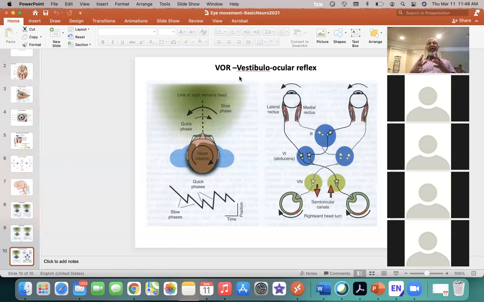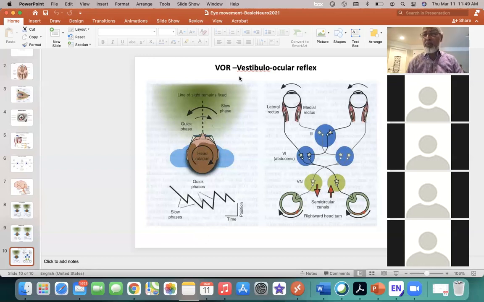Superior colliculus, right? Now the saccadic movements are programmed in the frontal cortex, frontal lobe, and also in the superior colliculus. And the smooth pursuit movement, where you track something, is programmed in the cerebellum. So if you lose the cerebellum, you will lose your smooth pursuit movement. But saccadic movement is programmed in the superior colliculus and frontal cortex. So if you lose your superior colliculus, then you lose your saccadic movement.